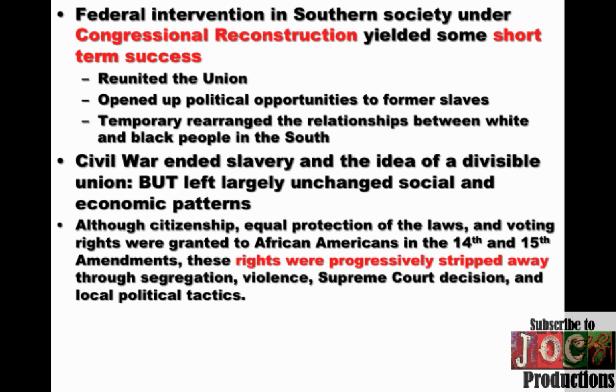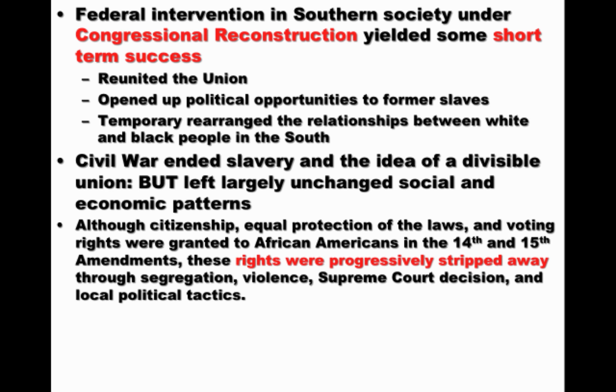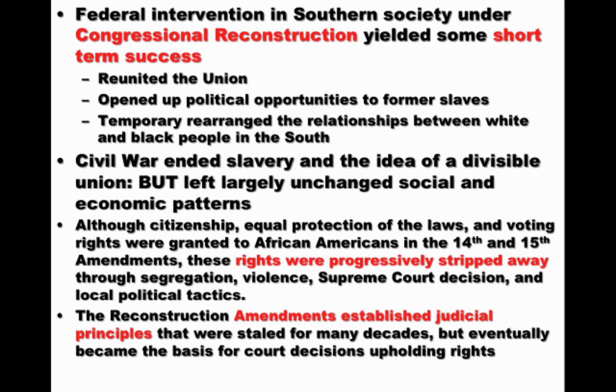You're going to see the rise of sharecropping and Jim Crow laws throughout the South. Although citizenship, equal protection of the laws, and voting rights were granted to African Americans in the 14th and 15th Amendments, these rights were progressively stripped away through segregation, violence, Supreme Court decisions, and local political tactics. But the Reconstruction Amendments established judicial principles that were stalled for many decades, but eventually became the basis for court decisions upholding rights in the 20th century.